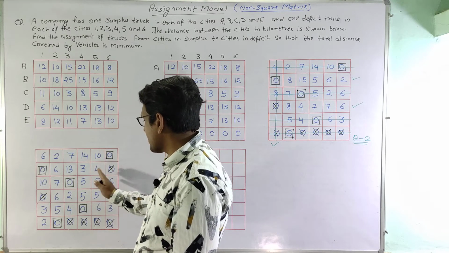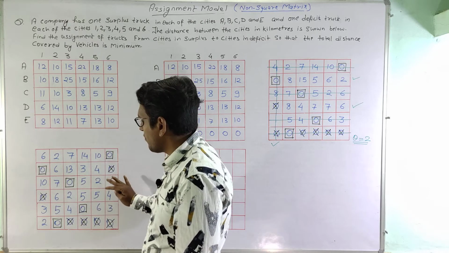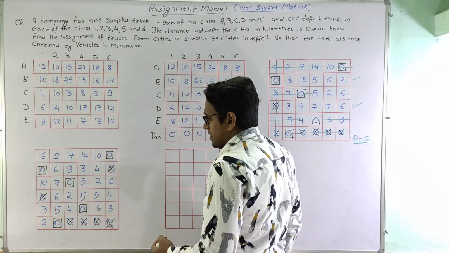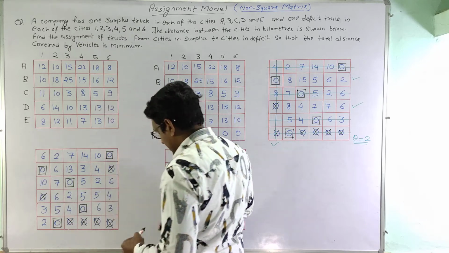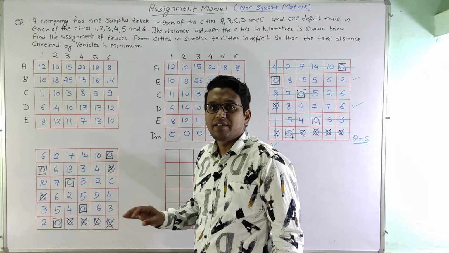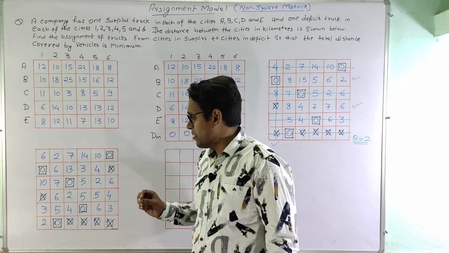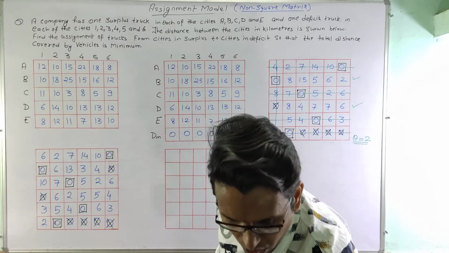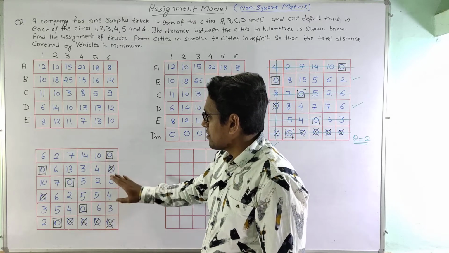So we will skip this, and as we can see, no more 0 is available for assignment. In this matrix we have 1, 2, 3, 4 and 5 assignments, and we know that for an optimal solution we need to have 6 assignments. That means this solution is also not optimal.